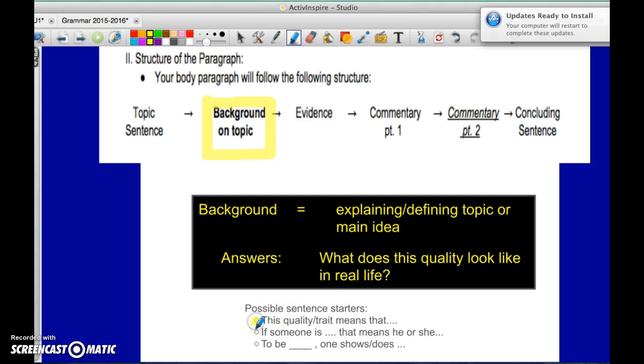So I've given you some sentence starters that you can use as a way to help introduce this topic for your audience. You can use a sentence starter like, this quality trait means that if someone is blank, that means he or she blanks. To be blank, one shows, one does, one acts like. So again, it's just giving your audience more background or more information about what that heroic quality looks like.